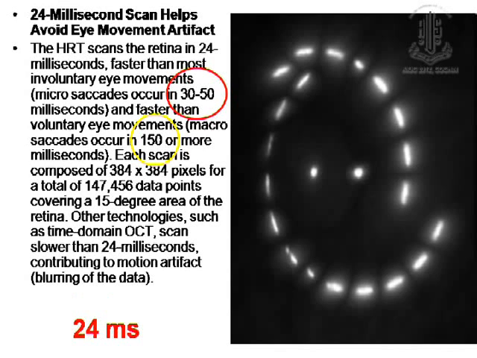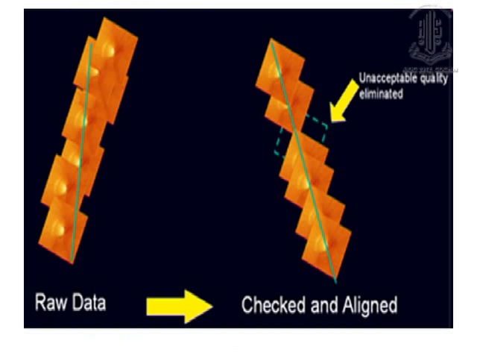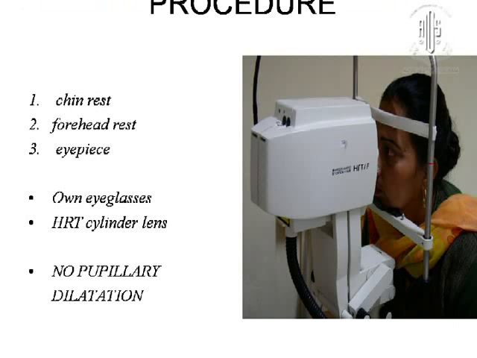I think these are all physics. This is how raw data is checked and aligned. The procedure is very simple. There is a chin rest, and the patient has to keep the forehead on the rest and look at the eyepiece and one eyeglass.